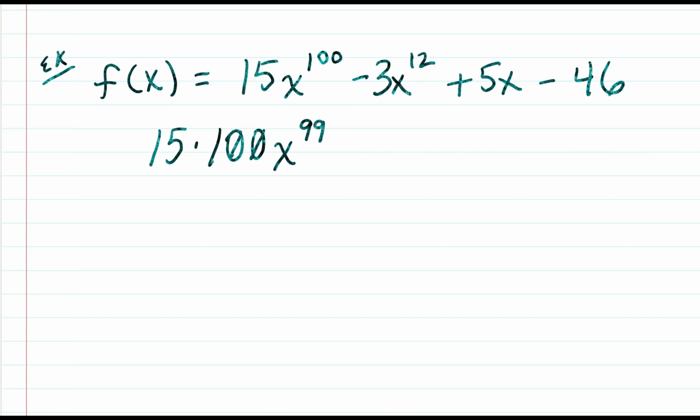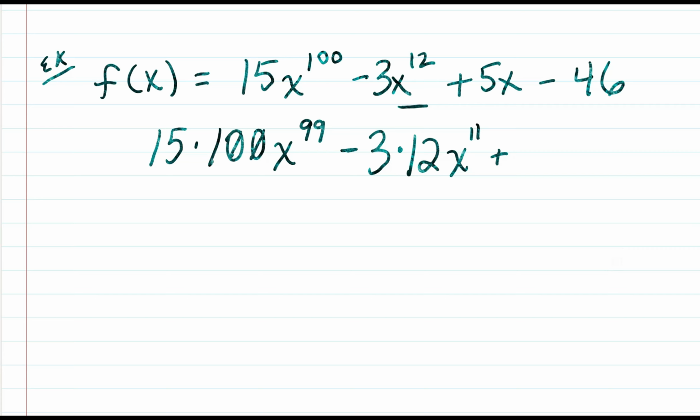Same situation for the second term. We have negative 3 x to the 12th power. We can pull out the 3, since it's a constant, and take the derivative of just the x to the 12th power. We take the 12, put it in front of the x, and subtract 1 from 12 to make 11. Same situation for the 5x.